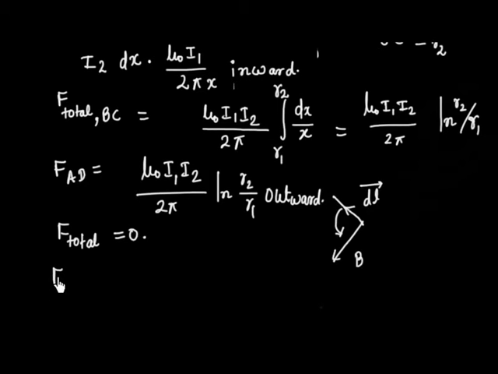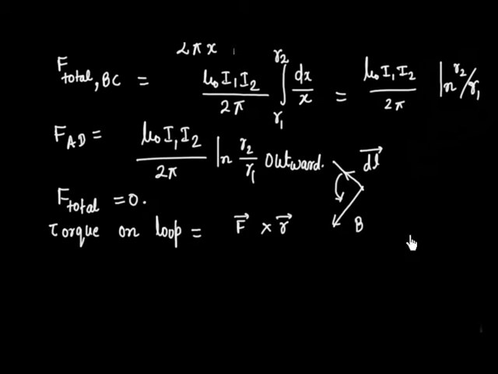Now what is the torque on the loop? I am interested in the torque on the loop. The total force is 0, so what is the torque? How will we proceed to find torque? That is an easy task. Torque is nothing but force times distance, that is F cross R. Now you can see I have the situation something like this. I can represent the same situation.